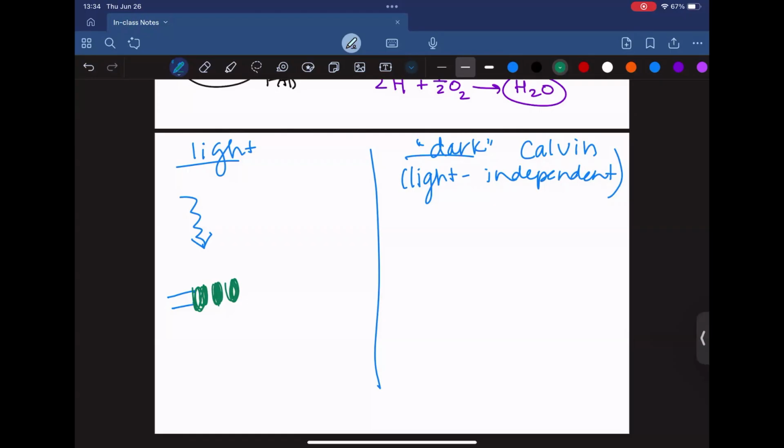Does this look familiar? This should. This should look very similar to what we drew up there, right? Let me put my little channel in here. I'm not going to color it all in or anything, but you get the idea, right? Okay.